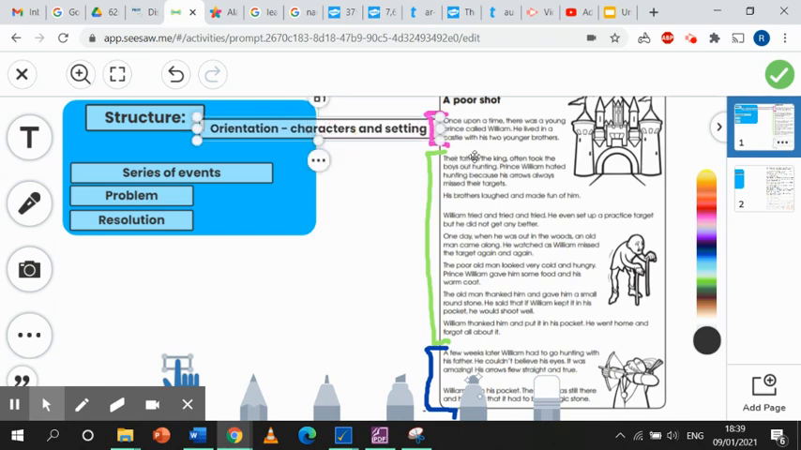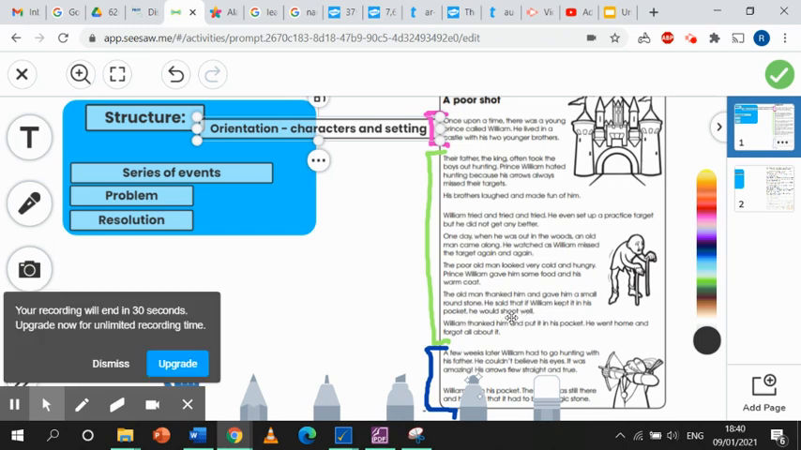Then, the next part. The father, the king, often took the boys out hunting. Prince William hated hunting because his arrows always missed their targets. His brothers laughed and made fun of him. William tried and tried and tried. He even set up a practice target, but he did not get any better. One day when he was out in the woods, an old man came along. He watched as William missed the target again and again. The poor old man looked very cold and hungry. Prince William gave him some food and his warm coat. The old man thanked him and gave him a small round stone. He said that if William kept it in his pocket, he would shoot well.